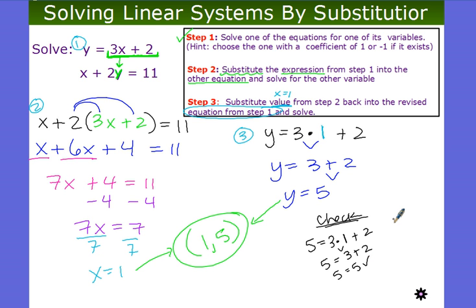Now we want to check it for the second one. So in place of x, I put 1 plus 2 times y, and y is 5, equals 11. I do the operations. 2 times 5 is 10, and then 1 plus 10 is 11. 11 does equal 11, so the ordered pair is a solution to both of the equations. Therefore, it is a solution to the system.